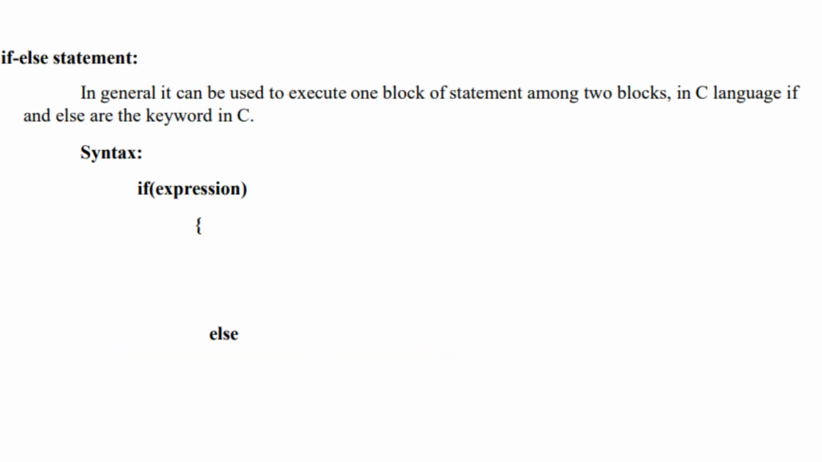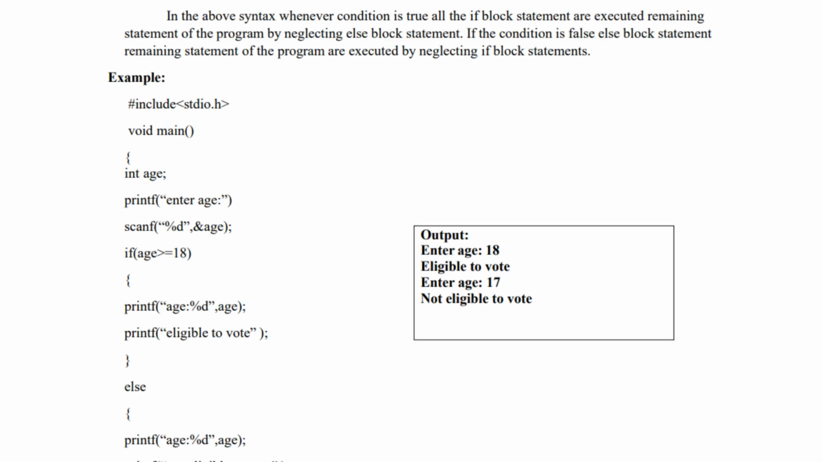If-else statement. In general, it can be used to execute one block of statements among two blocks. In C language, if and else are keywords. In the above syntax, whenever the condition is true, all the if block statements are executed and the remaining statements of the program continue, neglecting the else block statements. If the condition is false, the else block statements and the remaining statements of the program are executed, neglecting the if block statements.